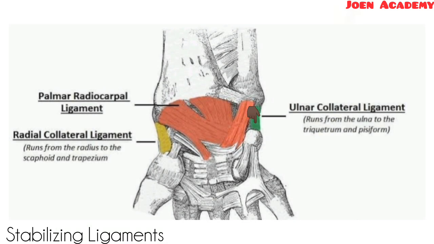The ulnar collateral ligament runs from the ulnar styloid process to the triquetrum and pisiform bone. It acts to prevent excessive radial deviation of the hand. The radial collateral ligament runs from the radial styloid process to the scaphoid and trapezium. It acts to prevent excessive ulnar deviation of the hand.